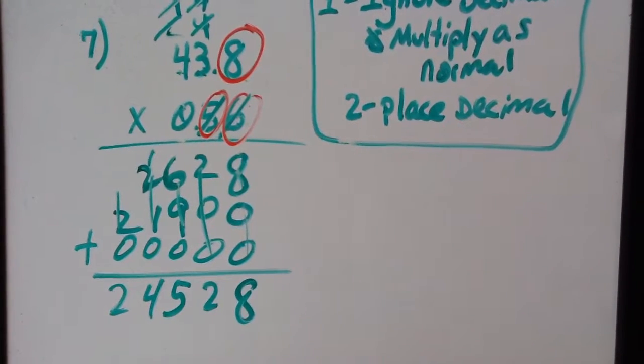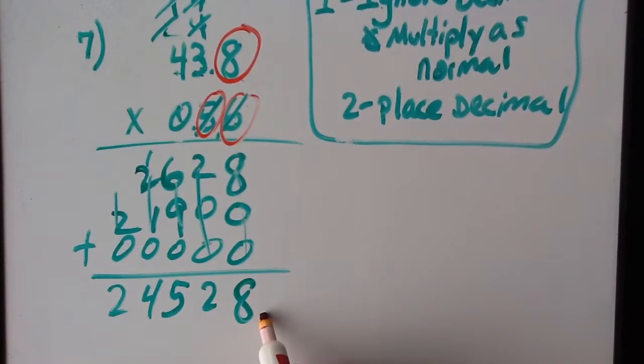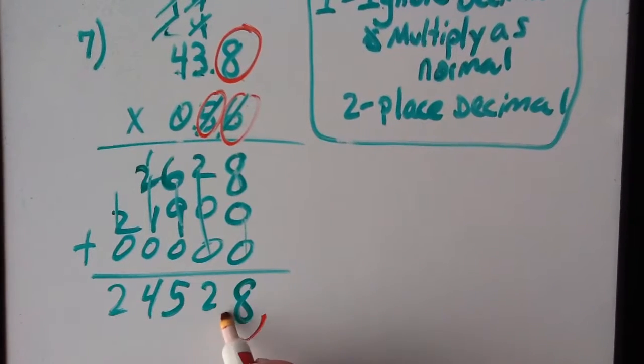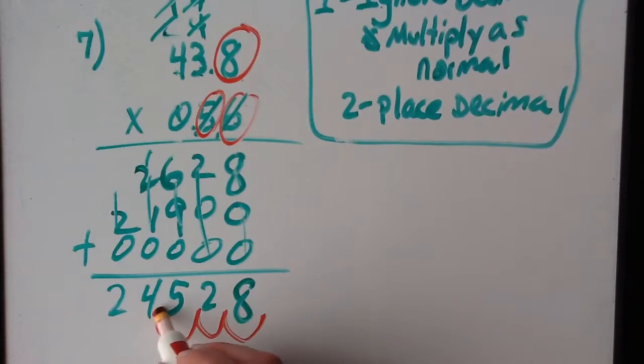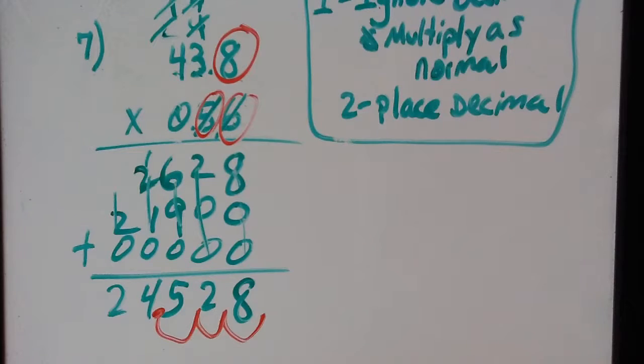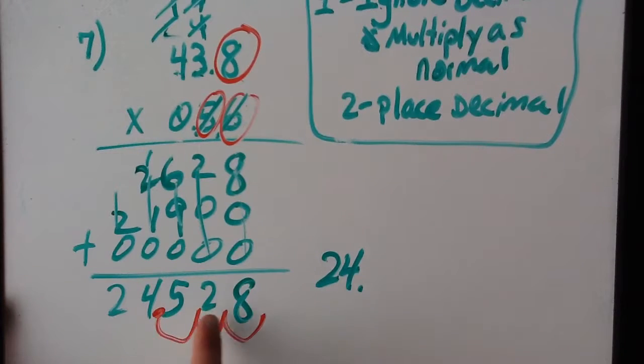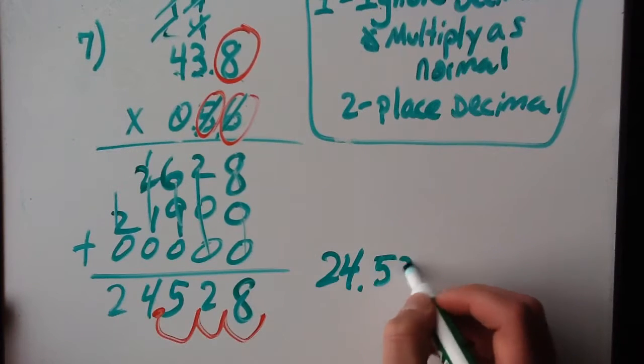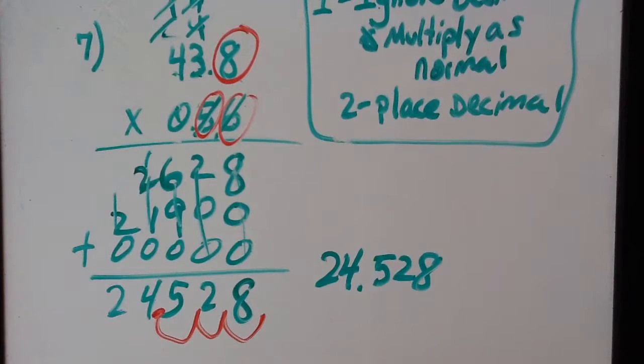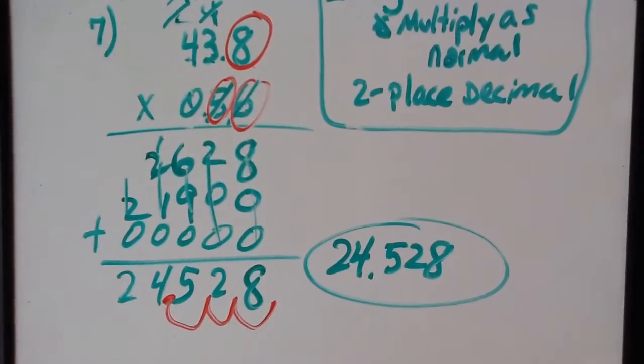And so to get 3 digits after the decimal point, I start on the far right and go 3 places left. 1, 2, 3. So my decimal point would be between the 4 and the 5. So my final answer would be 24, decimal point, 528. 24 and 528 thousandths. That's my answer for number 7.